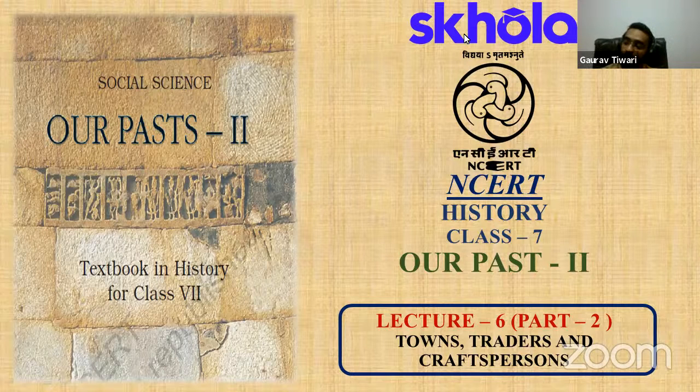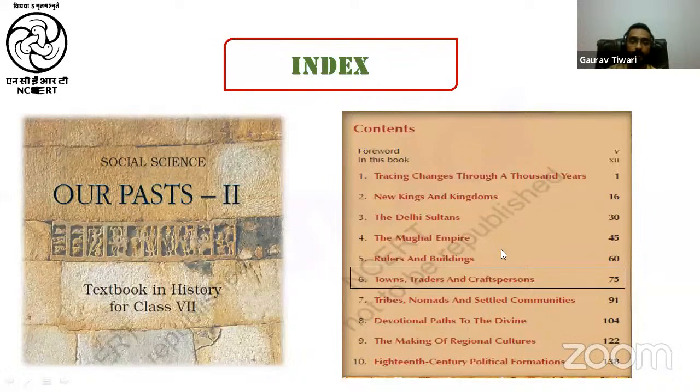Now we'll move forward from here and we'll talk about the craft that developed in India. Then we'll move on to talk about the port cities like Surat, Masulipatnam, and another important city, that is Hampi. So let's start today's session. As I've already told you, this is the sixth chapter of your class 7th NCERT. Its title is Towns, Traders, and Craftspersons.